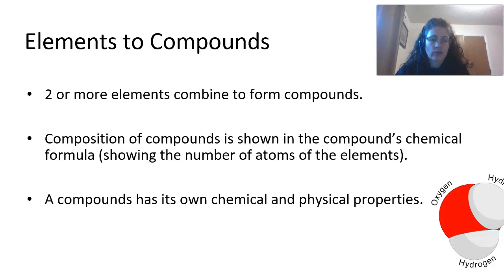So with a compound, two or more elements combine to form a compound. They have a unique chemical and physical property set when they're combined. So it's going to be different. Oxygen is going to behave differently by itself than it does when it is bonded to something else. And the composition is what we're going to call the chemical formula.